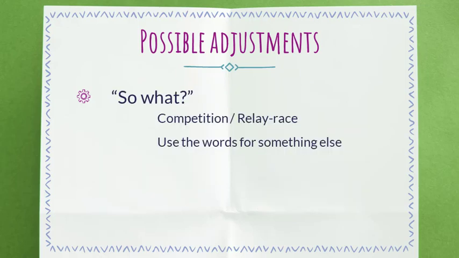The other thing that this activity needs is a "so what." One thing you can do to get the learners a little bit more engaged with it could be to turn it into a competition or a relay race. And of course, another possibility is to integrate the words of the word search within the lesson. So it could be a pre-reading activity, or it could just be used for a creative task, like write a story using at least 5 or 6 of the words in the word search.